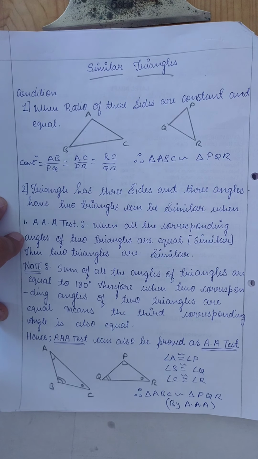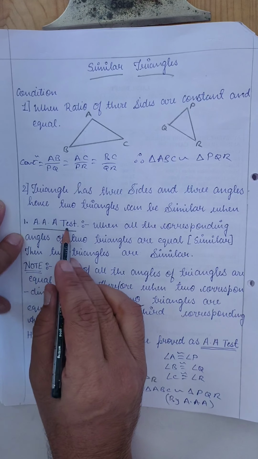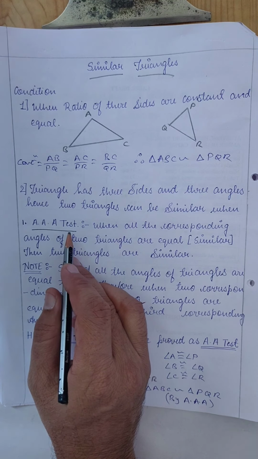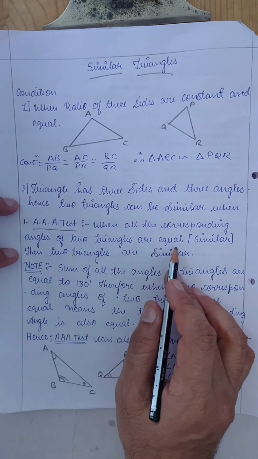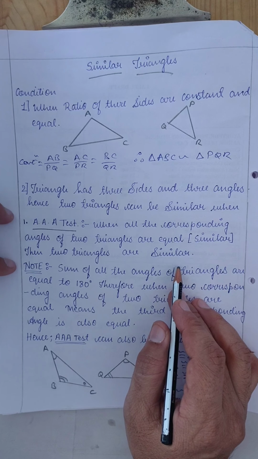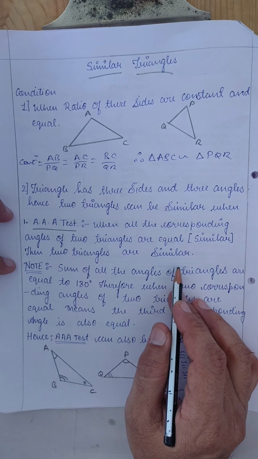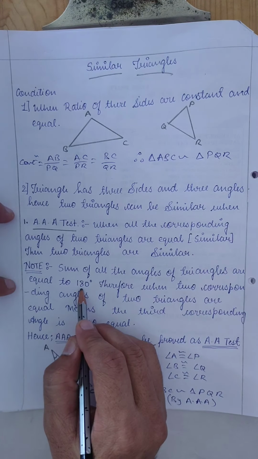So the first test of similarity of triangles is the AAA test, angle, angle, angle. So what is that condition? The condition says that when the corresponding angles of two triangles are equal, we say the triangles are similar. But as everyone knows, the sum of all the angles of a triangle is constant, equal to 180 degrees. Hence, if we prove any two angles of the triangle equal, we can say the third angle is also equal. So the AAA test can also be proved as the AA test.